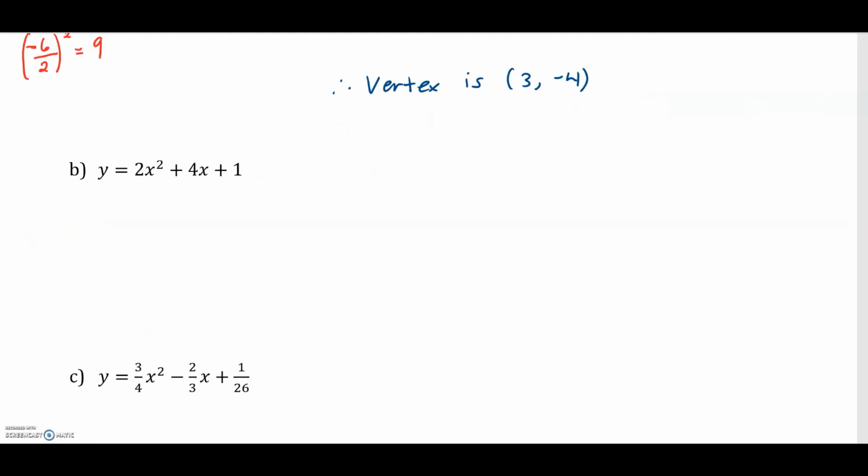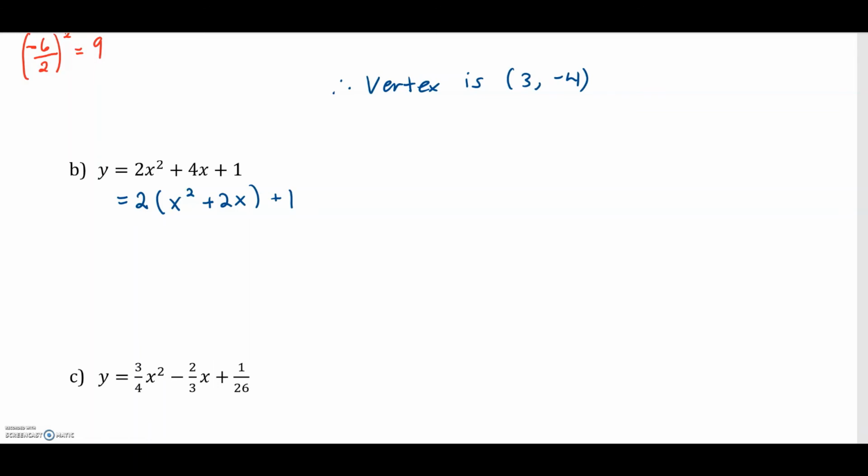Looking at part B, we have 2x squared plus 4x plus 1. We want to determine the coordinates of the vertex by completing the square and putting the given equation in vertex form. Step 1 is to factor the a value out of the x terms. You can see the a value is 2. Therefore, when we factor it out, you're left with x squared plus 2x, plus 1.